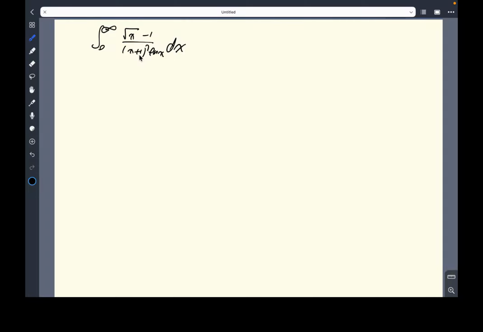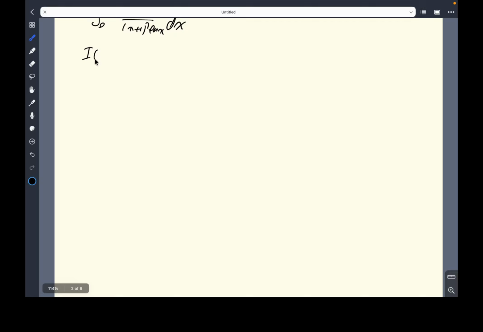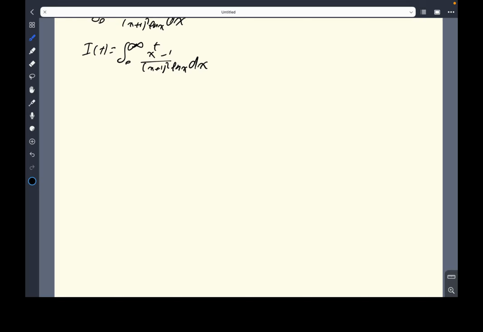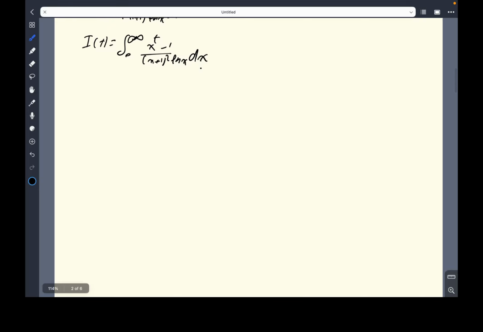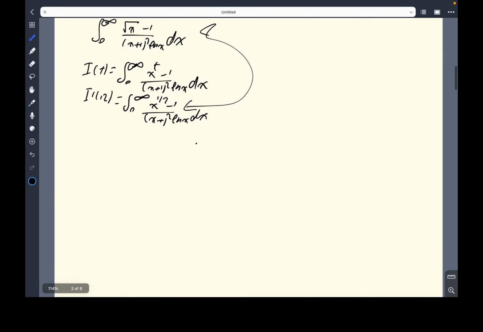What does Feynman's trick say? It says that if you have a function like this, I can parameterize it and call it I of t, the integral from 0 to infinity of x to the t minus 1 over x plus 1 squared ln x dx. This integral is parameterized now, and if I plug in t of half here, I'm going to get the integral from 0 to infinity of x to the half minus 1 over x plus 1 squared ln x dx, which is the same thing as this one here.